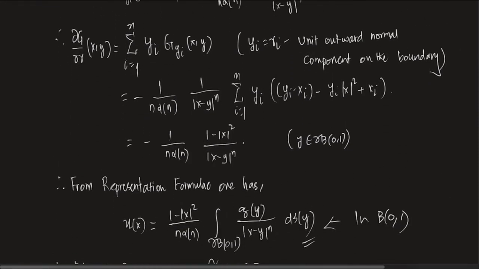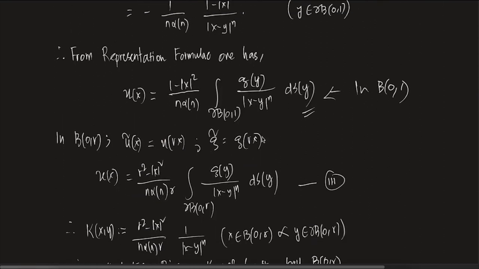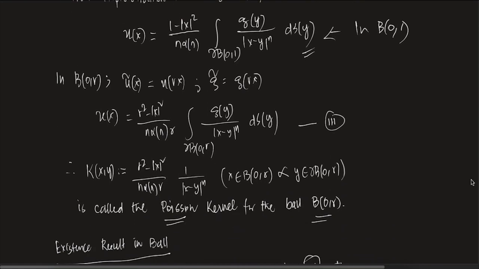This is u of x, the value of u at any point x. So, the representation formula. Now, do you think there is another formula for u? No, because u is unique. Whatever the value of u at that point, this is the unique value, because of the uniqueness theorem for this problem. And on B(0,r), you can just scale the domain and the functions appropriately, and you get a solution like this.